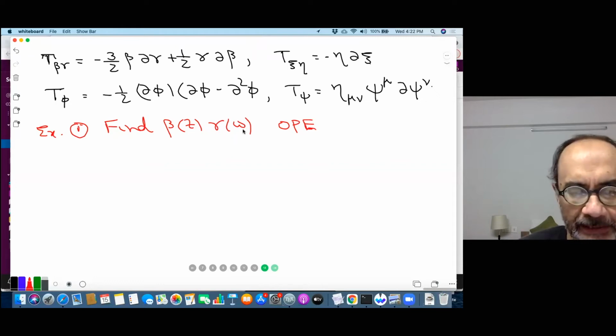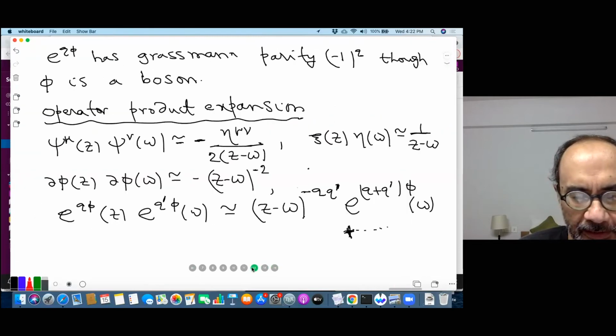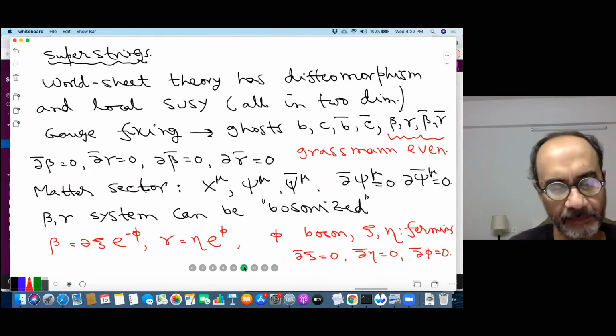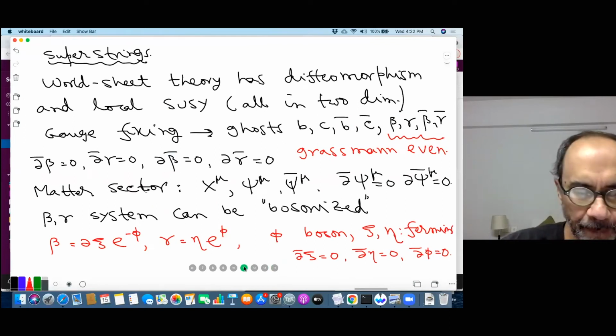The only thing you have to make sure, and this is important, is to take care of all the signs. If you are taking the OPE of beta and gamma, when you take del xi with eta, you have to make sure that because you are moving this del xi past e to the minus phi, you pick up a minus sign, because this is Grassmann odd and this is Grassmann odd. So those minus signs have to be kept track of properly.